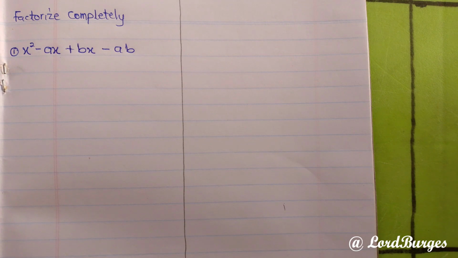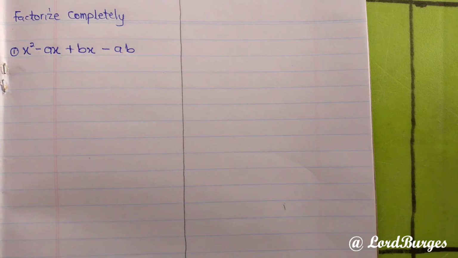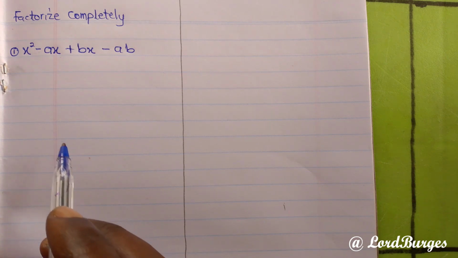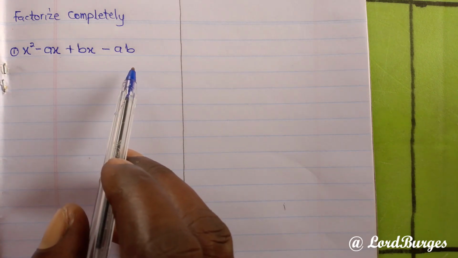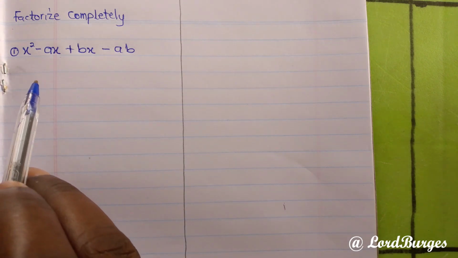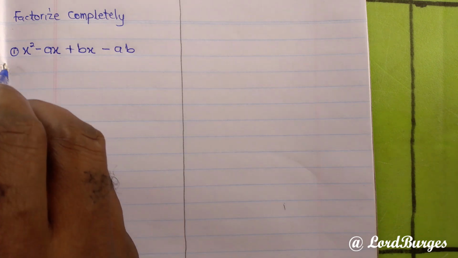We are to factorize completely the expression we have over here. So this falls under type 2 of factorization, that is using the method of grouping. Therefore, when you have anything like this, group them into two, where those two that you are grouping should have something in common.